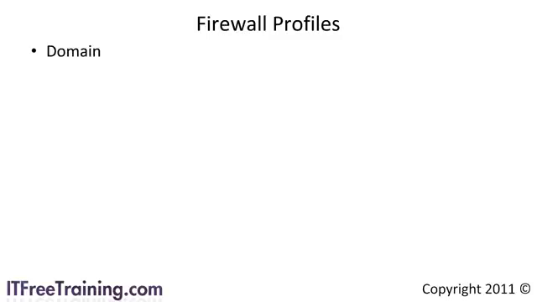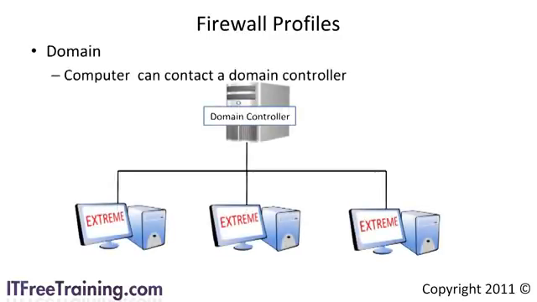The domain profile is used when a computer is in a domain and can contact a domain controller from that domain. This profile is designed to allow a computer to find domain resources on the network. When designing your network, it is always important to have a domain controller available. But remember, if for any reason the server cannot contact a domain controller, it may switch to another profile.